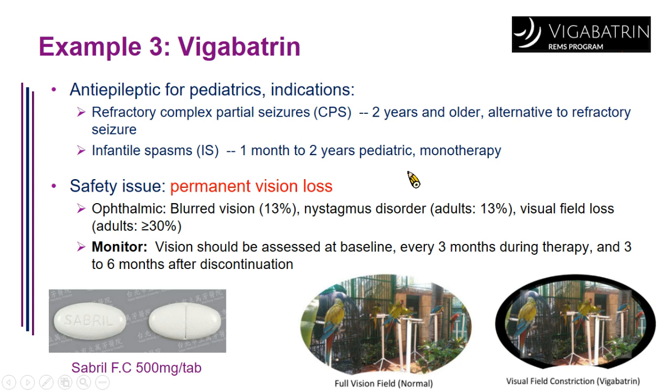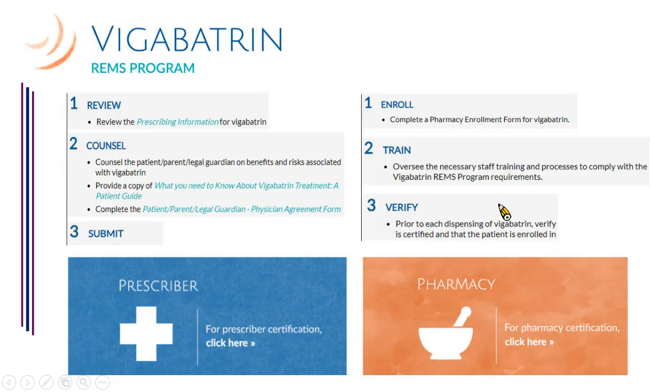So vigabatrin, whose commercial name is Sabril, as you can see on the slide, if a patient is impacted by the vision constriction from vigabatrin, the vision will be lost from the marginal space and become less clear. So this is a real concern when using anti-seizure medications in vulnerable pediatric patients, with permanent vision loss impact.